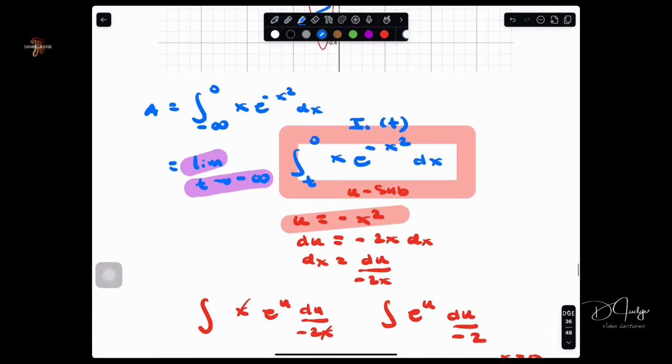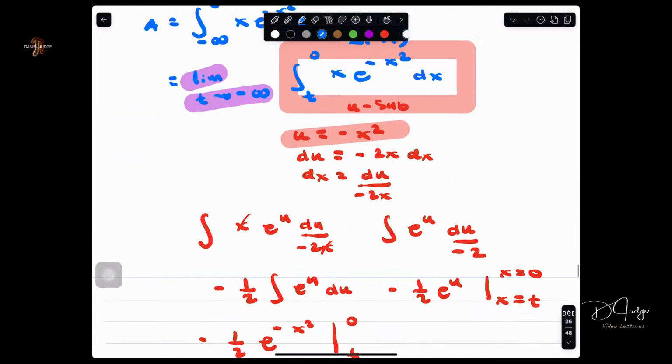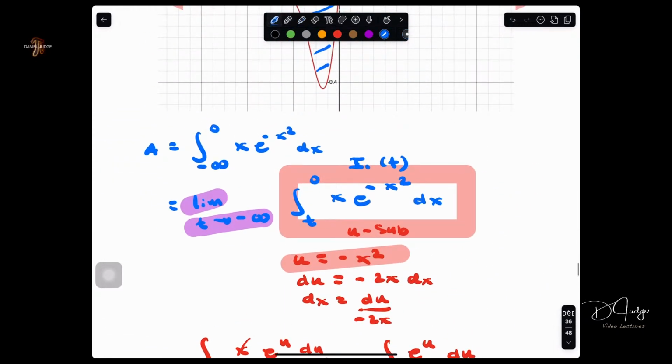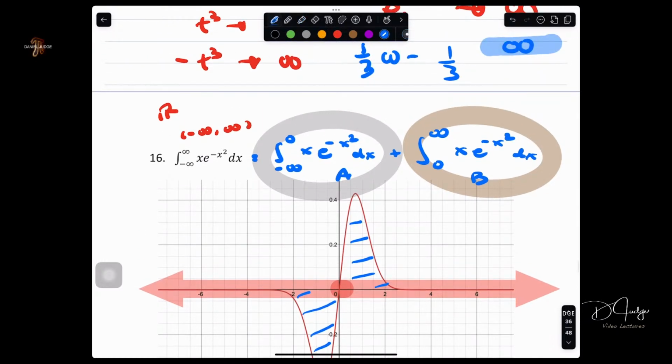Okay. And so that's the first a. A goes to negative 1/2. So this is what we're talking about here. This equals negative 1/2. We have convergence for this first improper integral. This one goes to negative 1/2 is what we're saying.